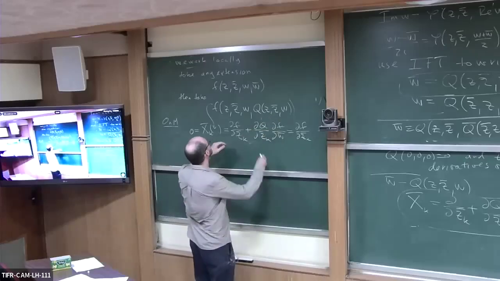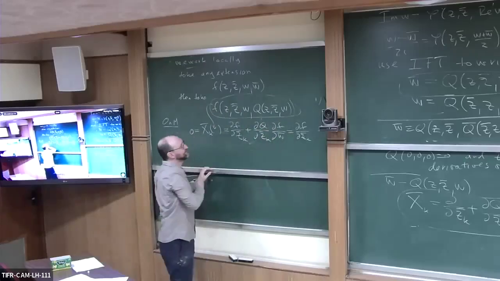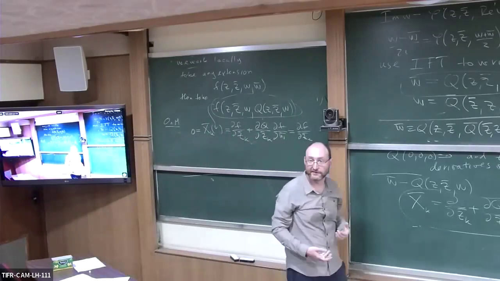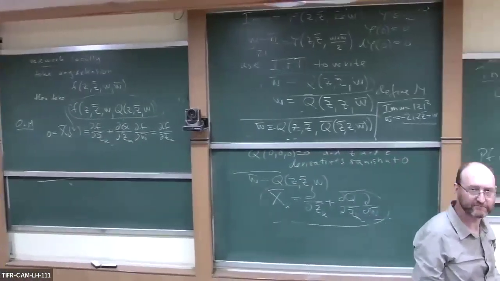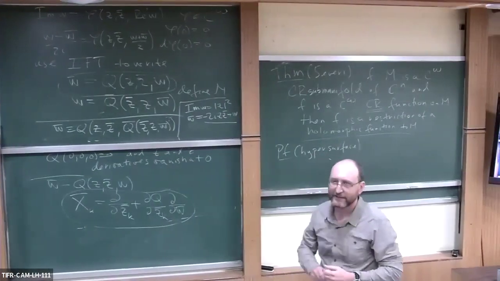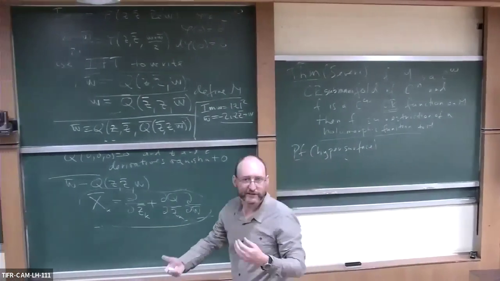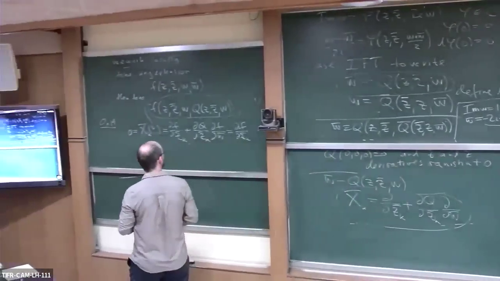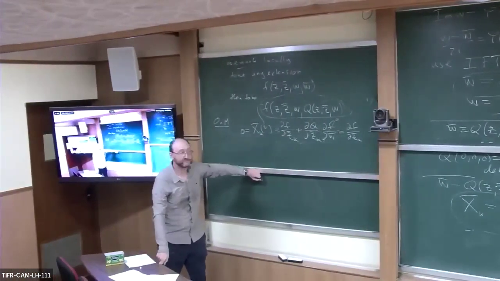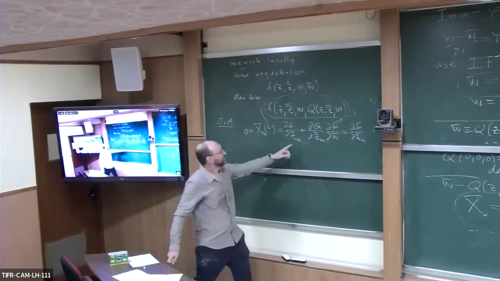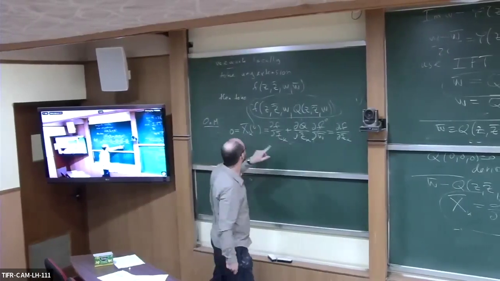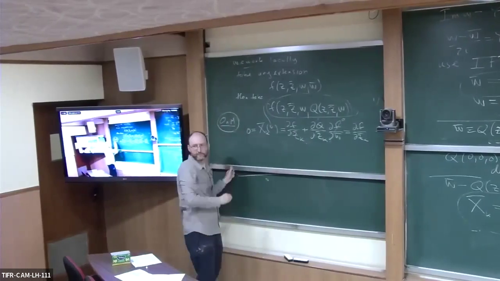But this thing, this guy, doesn't depend on W bar, right? And again, the way to think of it is to think of it in C2N, where everything is holomorphic. And so this guy is 0, there's no W bar. So therefore I get this. I get that these guys are 0 on M, right?